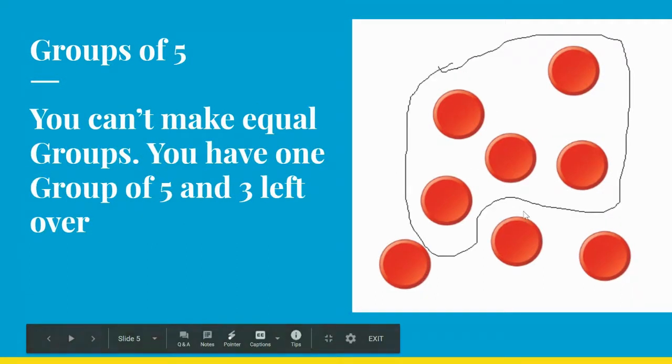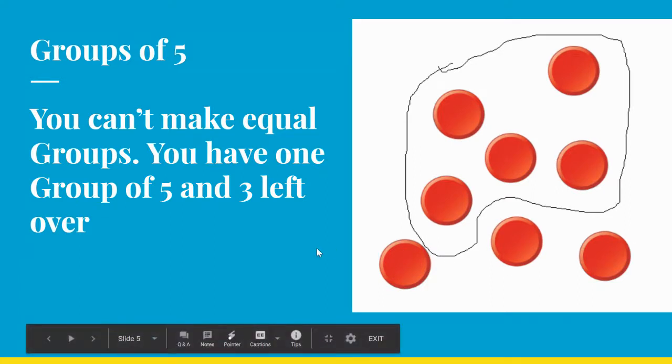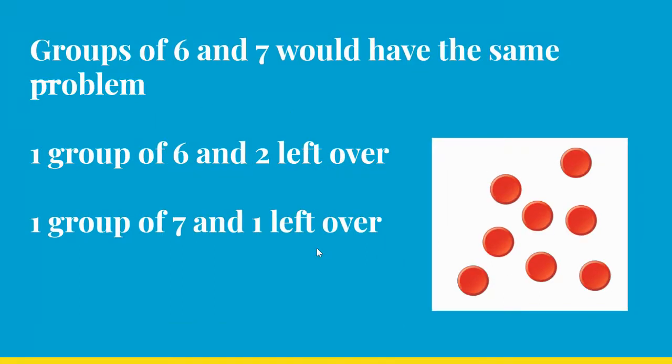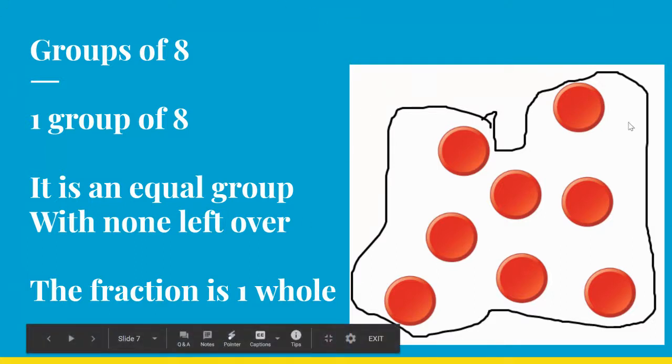Groups of 5. You can't make equal groups. You have 1 group of 5 and 3 left over. Groups of 6 and 7 would have the same problem. You'd have 1 group of 6 and 2 left over, or 1 group of 7 and 1 left over. However, groups of 8, 1 group of 8, is an equal group with none left over. The fraction is 1 whole. So remember, if something is the full amount, it's 1 whole.